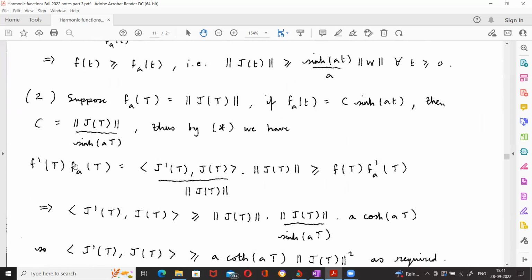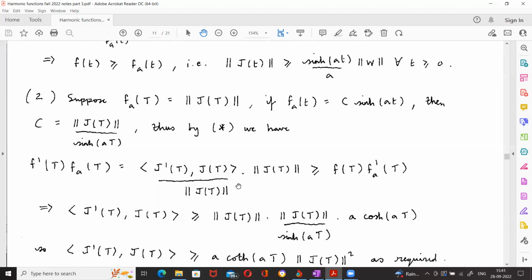So F dashed into FA, what is this? F dashed is inner product J prime J divided by norm J. This we calculated already. And FA of T is just norm J, right? And so this is greater than or equal to F into FA dashed, right? And so now I just substitute things here.